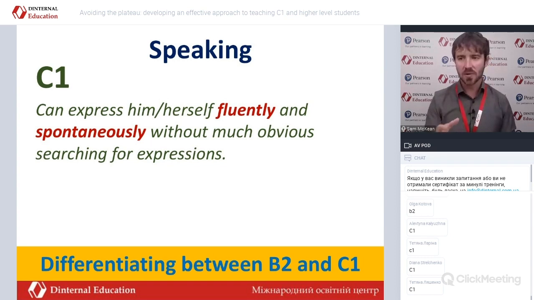We know that by the time students reach B2, they should be able to make points quite smoothly without any major problems. However, by the time our students are C1, they should be able to speak fluently about a range of topics and also use many different registers for different effect.